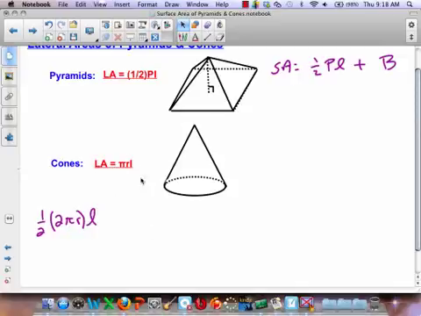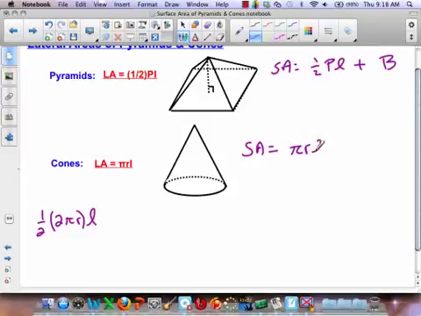Now, guys, if we have a cone, what shape is my base? A circle. So what is the surface area then for a cone? Pi r L plus... what's the B? How do you find the area of a circle? Pi r squared. Pi r L plus pi r squared. Okay, so let's move forward. Let's get right into some examples.